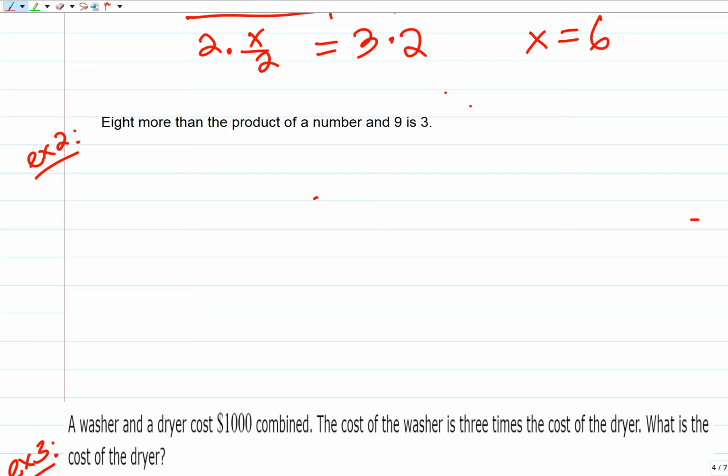Eight more than the product of a number and 9 is 3. What is 8 more than? We're going to add 8 to whatever this mess is. What does product mean? We're going to multiply a number, some number we don't know. What do we put for some number we don't know? That's where we use the variables. So we're going to multiply that number and 9. How are we going to do that?